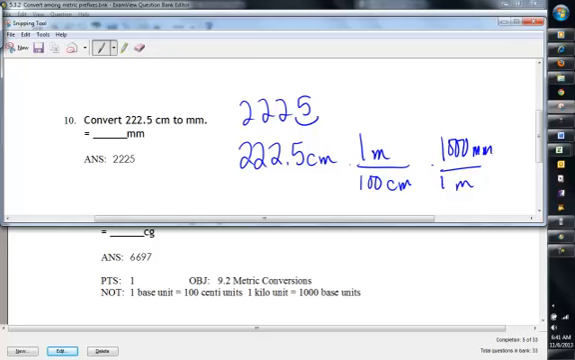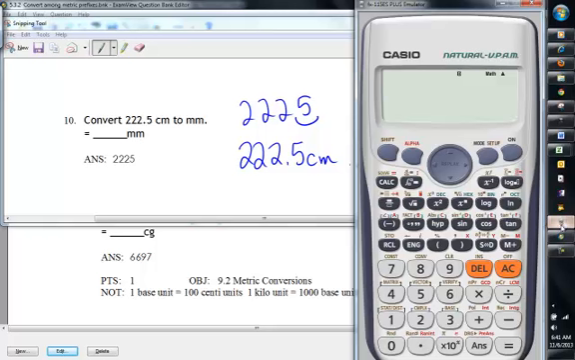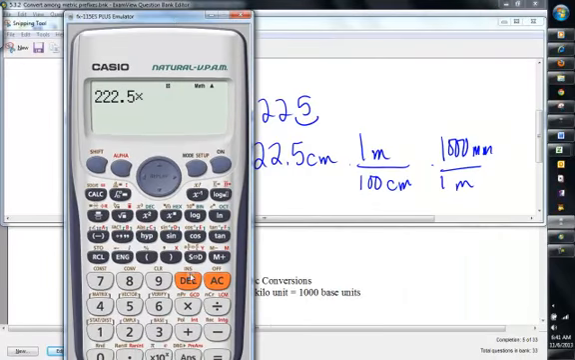So we could take 222.5 divided by 100 times 1,000. I didn't get the times sign there. Times 1,000 gives us 2225.